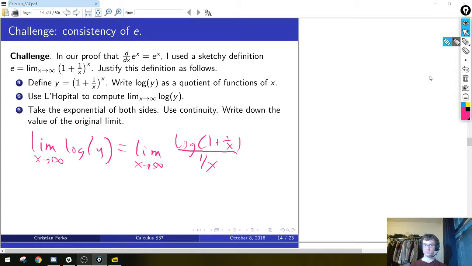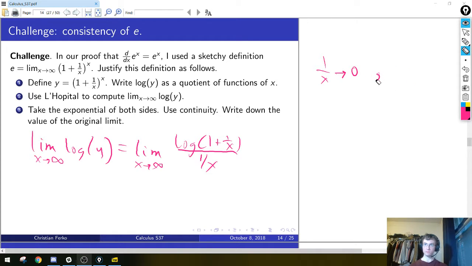Infinity over infinity now. Well, they don't go to infinity. I think 1 over x goes to 0 as x goes to infinity, right? What does log of 1 plus 1 over x go to as x goes to infinity? It also approaches 0, because log 1 is 0. Good, so this should be 0 over 0 at infinity, right?